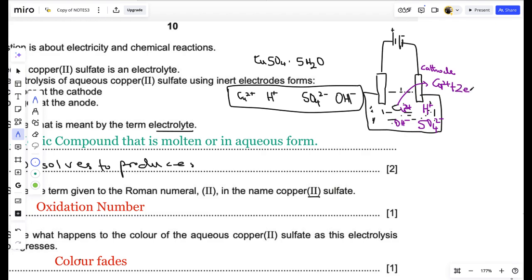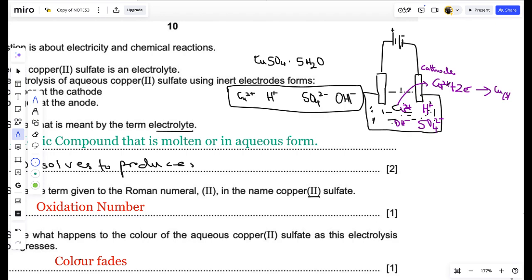We gain 2 electrons to become copper solid. That's it at the anode. So copper is produced at the cathode. Copper solid is produced, you can put this to show it's a solid, or copper atom, or copper molecule, whatever you want to call it. It's produced at the cathode.